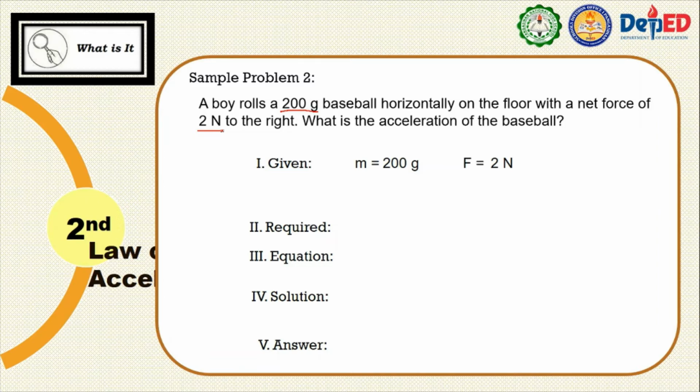Bago mag-proceed sa required, i-convert muna natin ang 200 grams into kilograms. So ito ang conversion. 200 grams, we convert it in kilograms. 1 kilogram ay equivalent sa 1,000 grams. So cancel out ang grams, ang maiiwan ay kilograms. So 200 times 1 divided by 1,000. And the answer is 0.2 kilogram.